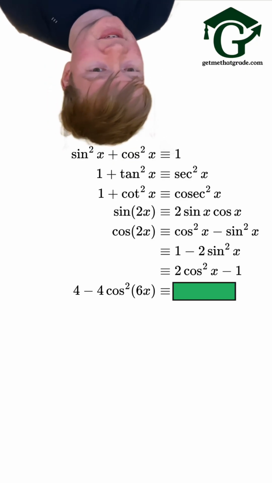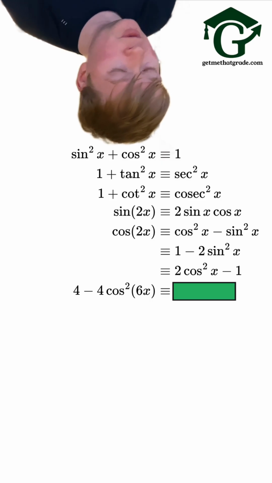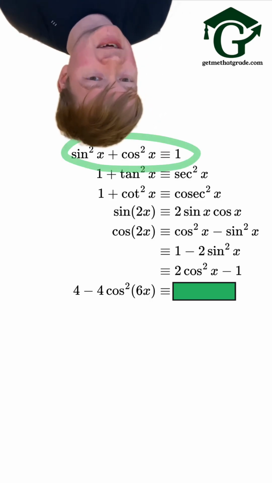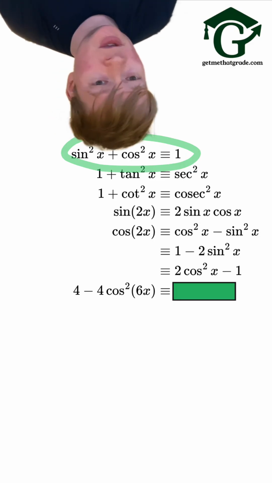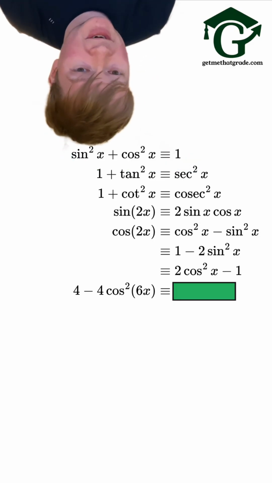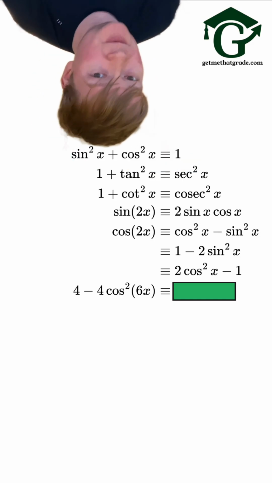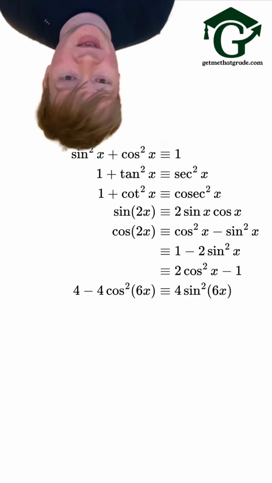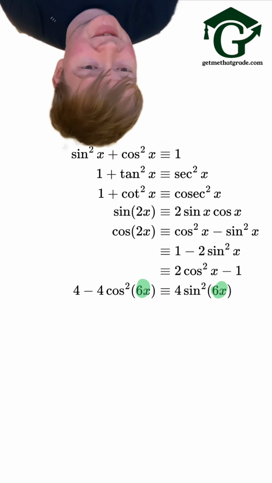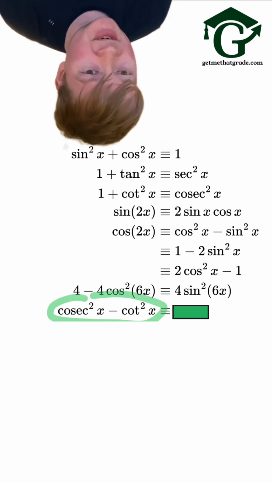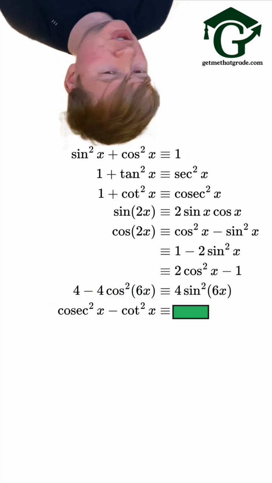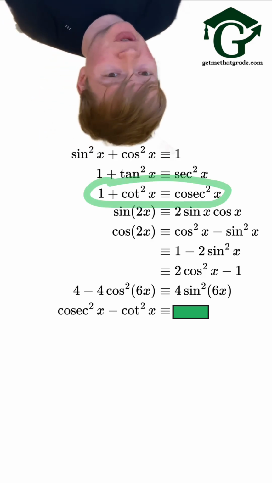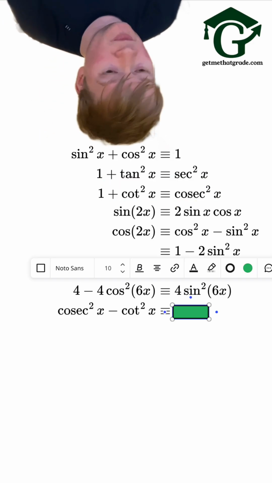Some trickier ones here. 4 minus 4 cos squared 6x. That should remind you a little bit of this identity. If you factor out a 4, you'll end up with 4 lots of 1 minus cos squared. And 1 minus cos squared, you should know that's sine squared. So this is 4 sine squared of, be careful, not just x, 6x. What about cosec squared minus cot squared? Which does that remind you of? It's this one, right? Just rearranged. If we subtract cot squared from both sides, we end up with the answer 1.